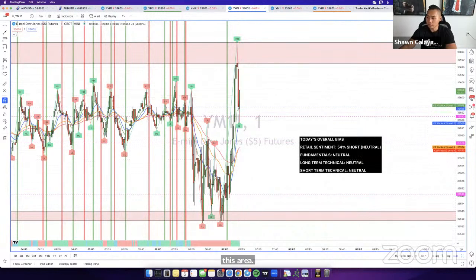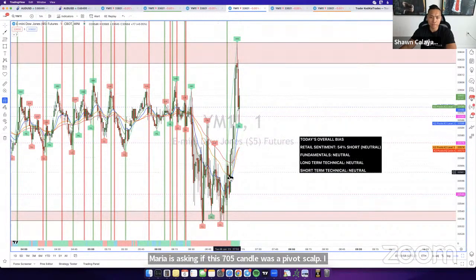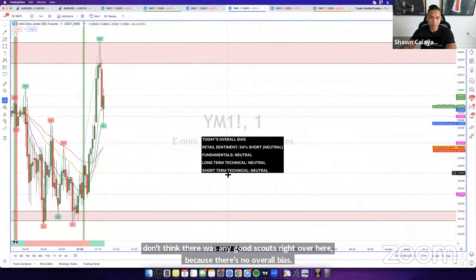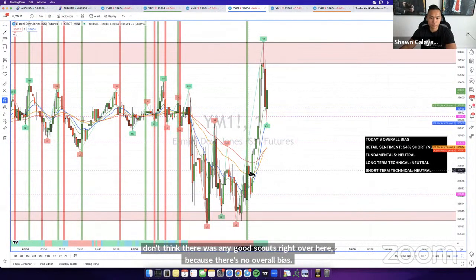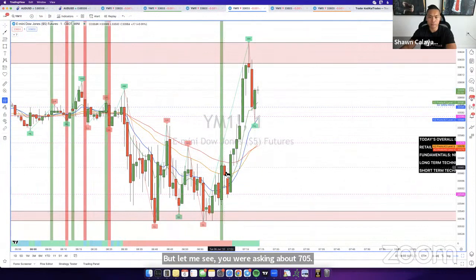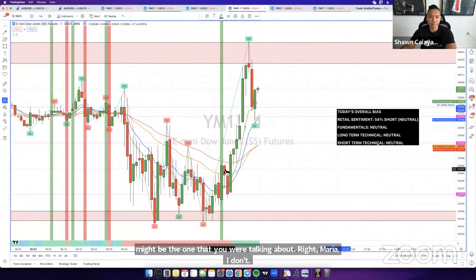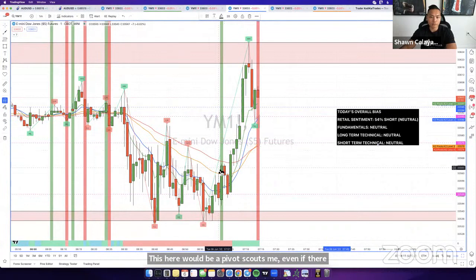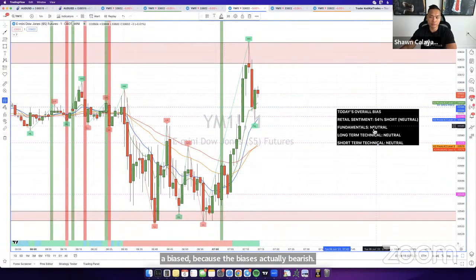Maria is asking if the 705 candle was a pivot scalp. I don't think there are any pivot scalps right now, Maria, because there's no overall bias. But let me see. You were asking about 705. I don't see anything at 705, but I do see one right here at 703. This might be the one you were talking about, right, Maria? This wouldn't be a pivot scalp to me, even if there was a bias, because the bias was actually bearish. So bias was bearish right here for the 1 minute time frame. The overall bias though was not there.